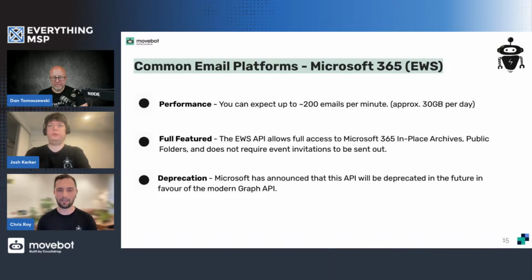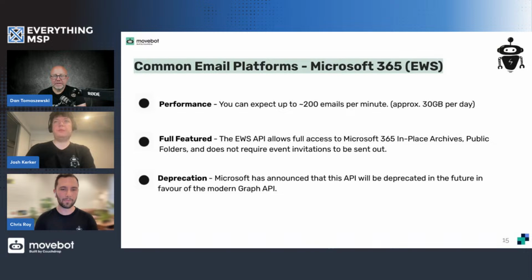The EWS API is fully featured, so it allows access to all of the Microsoft specialties, we'll call them: the in-place archives, your public folders, and it also ensures that you do not need to send out 20 years' worth of email calendar invites. So especially when you're doing tenant-to-tenant migrations, or anything really Microsoft-centric, the EWS connector is going to be your friend.